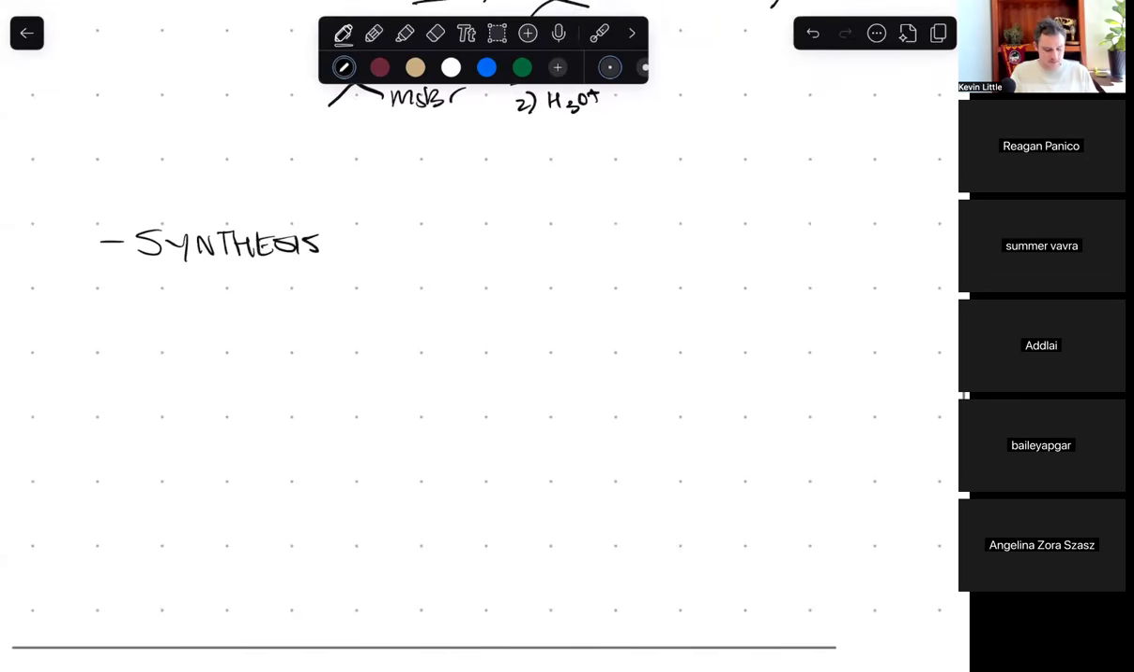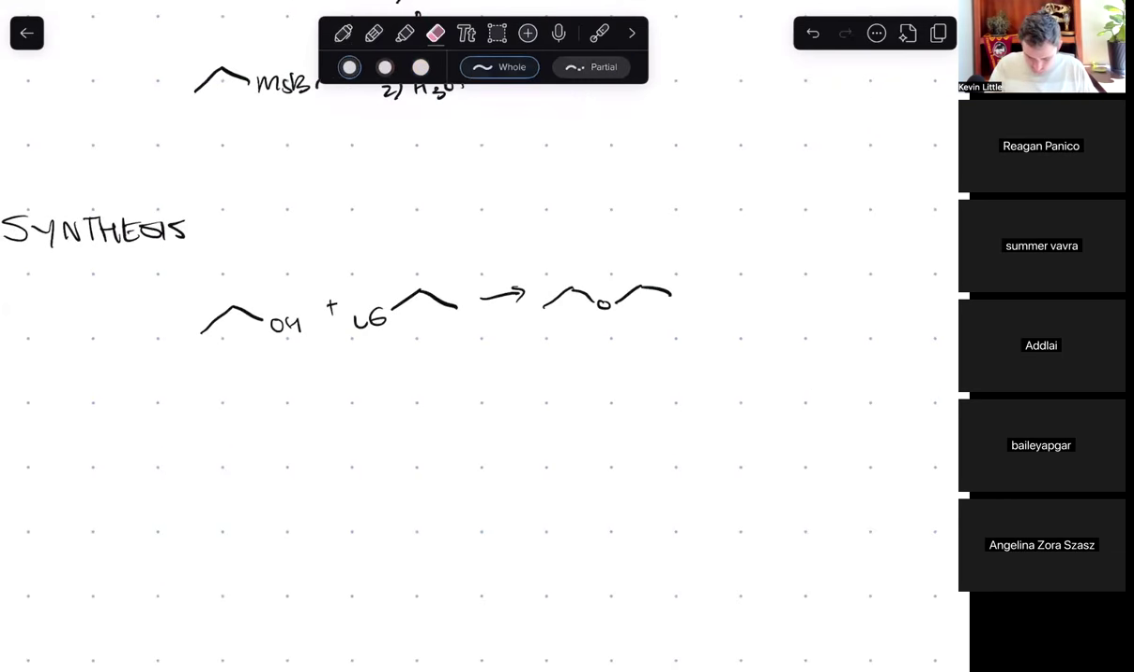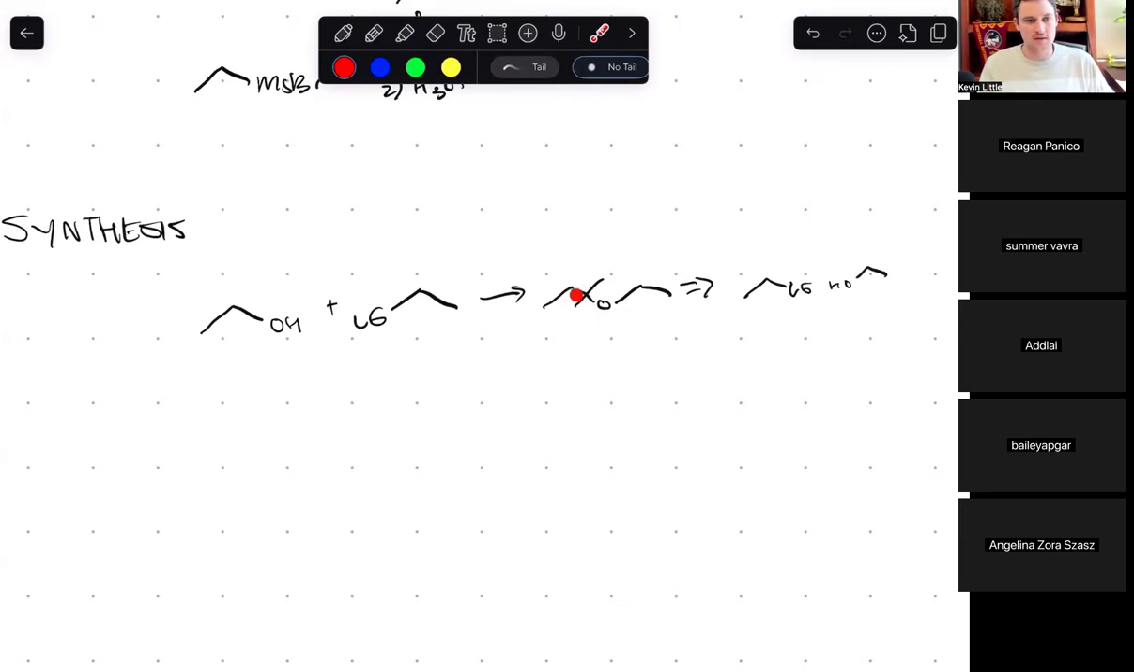So at this point, you guys have a couple of reactions, you know. So if the heteroatom is part of the reaction or part of the squiggle, like part of the new bond you form, then it's going to be a substitution reaction.